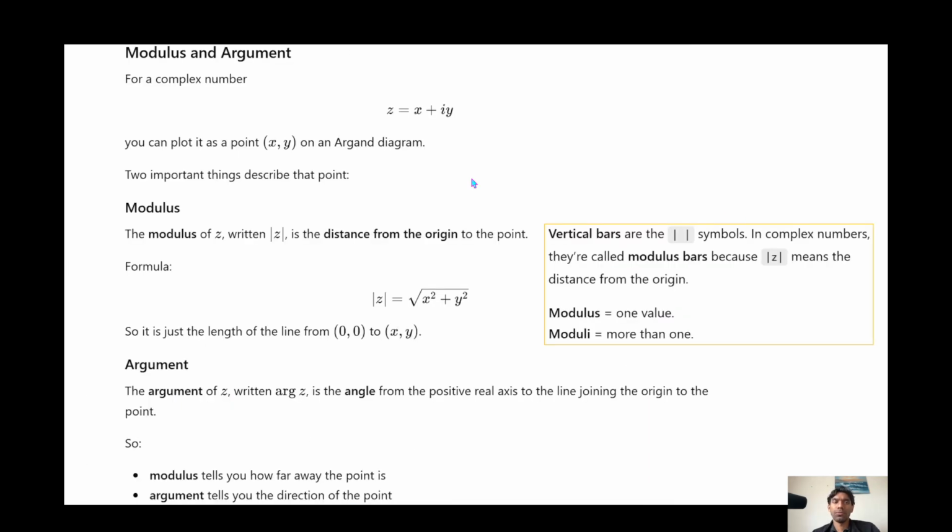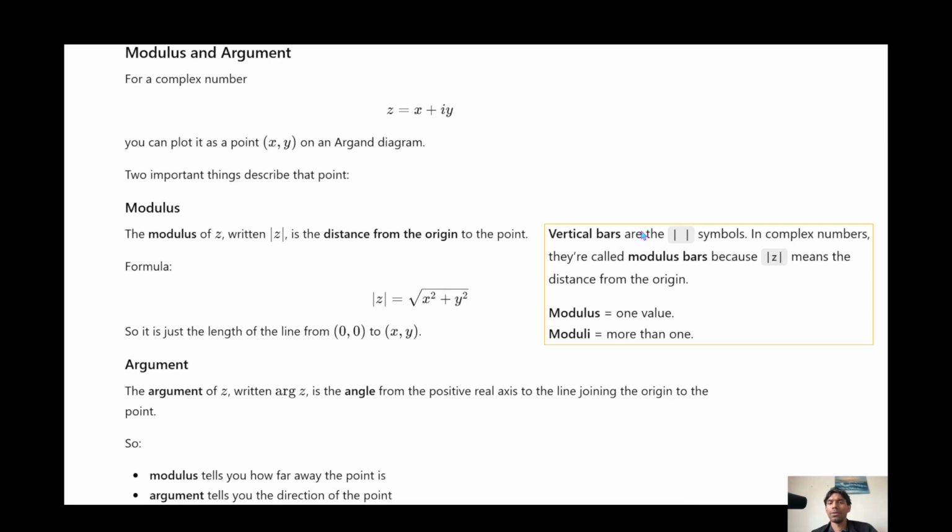Modulus and argument. For a complex number z equals x plus iy, you can plot it as a point (x, y) on an Argand diagram. Two important things describe that point. The first one is called the modulus. The modulus of z, written |z|, is the distance from the origin to the point. So the formula is |z| equals the square root of x squared plus y squared. It's just the length of the line from (0, 0) to (x, y).